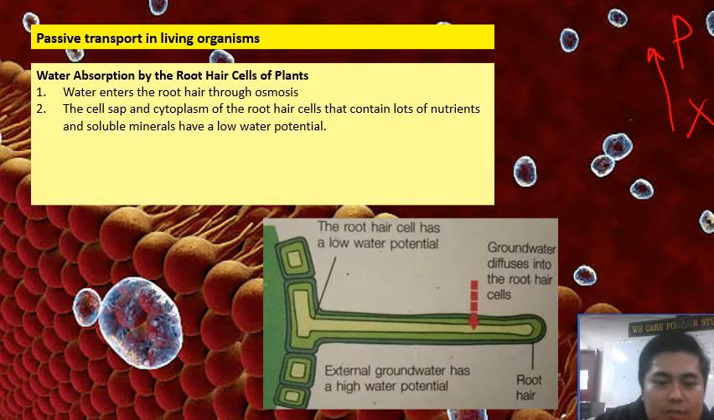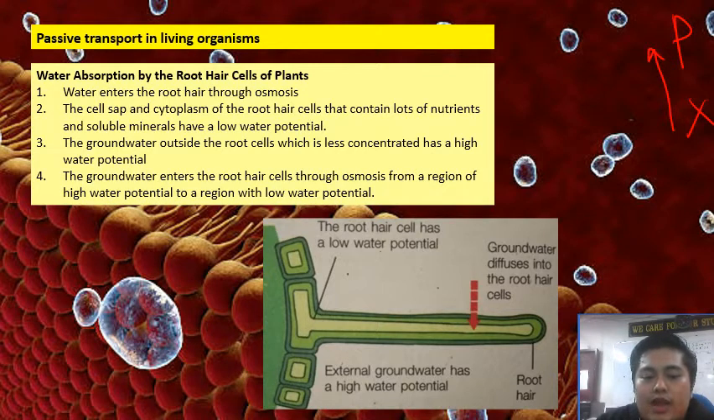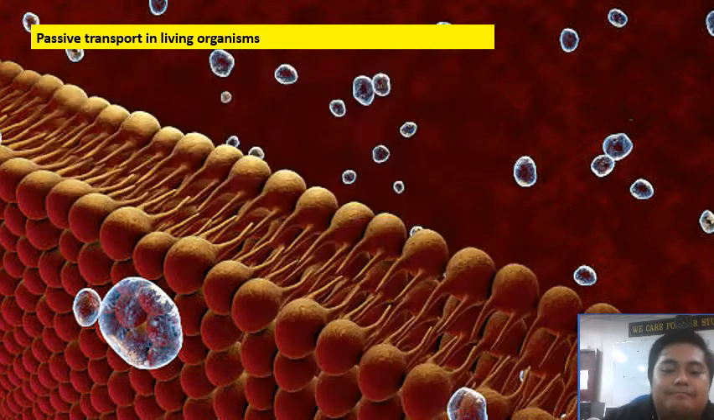The cell sap of the cytoplasm of the root hair cells that contain a lot of nutrients and soluble minerals have low water potential. Bila cerita pasal air, kita cerita pasal water potential. Bila cerita pasal solute, kita akan cerita pasal concentration. So, the groundwater outside of the root cell, which is less concentrated, has a high water potential. The groundwater will enter the root hair cell through osmosis from a region of high water potential to a region with low water potential. Ya, kat sini korang tak boleh nak cerita pasal high concentration of water, sebab kita tak ada high concentration of water, tapi kita ada high water potential.